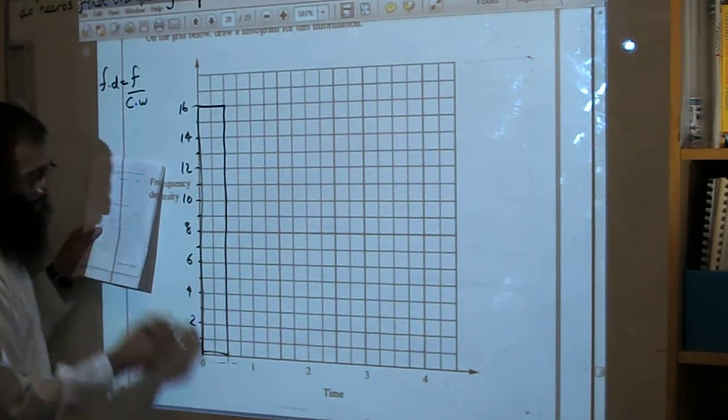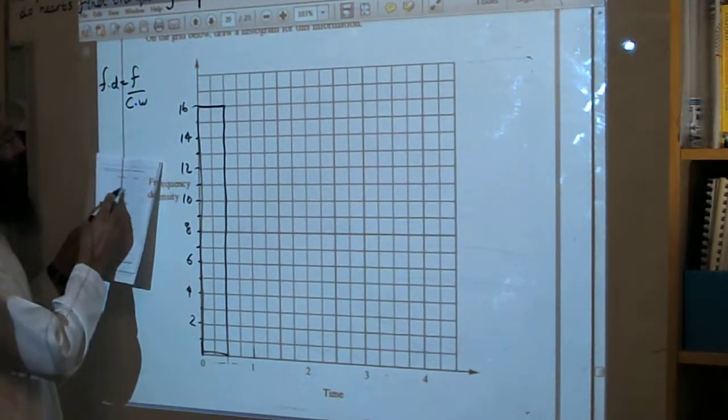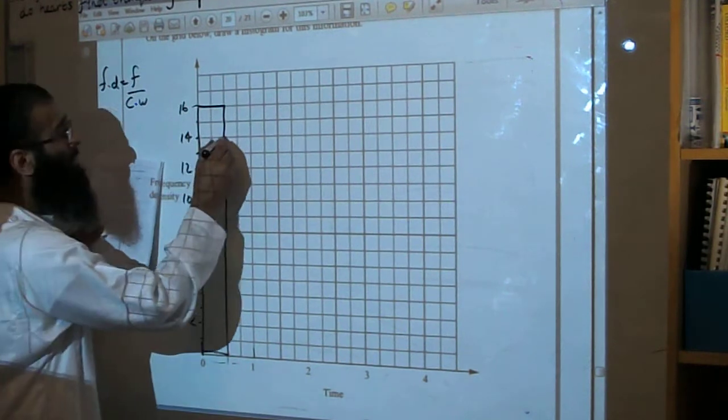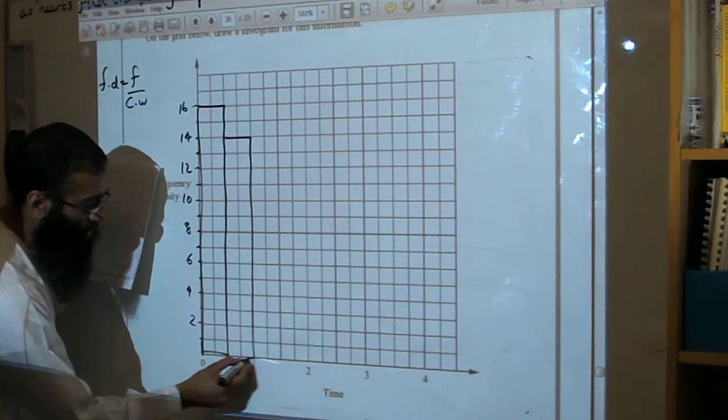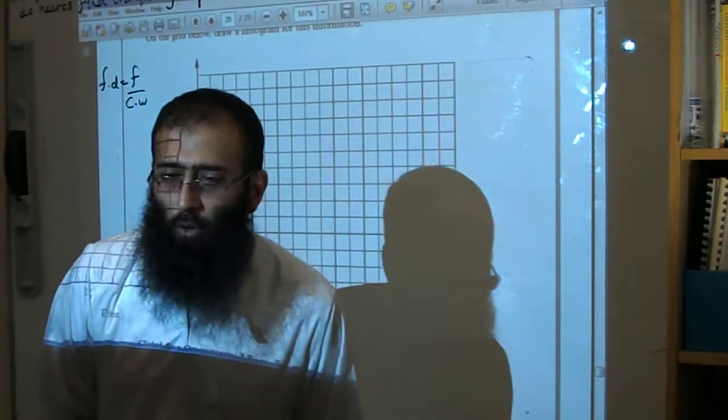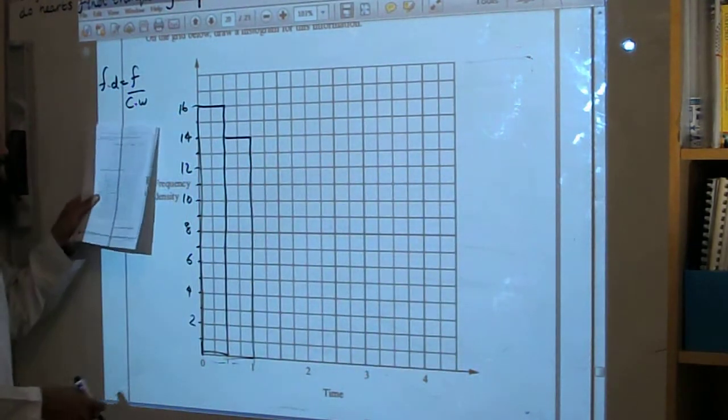Then it goes half to 1. Half to 1 is here, and that has a height of 14. Folks, don't forget you should be using a ruler, or you should have already done this question. It looks like most of you are doing it right now. You didn't do it for homework.